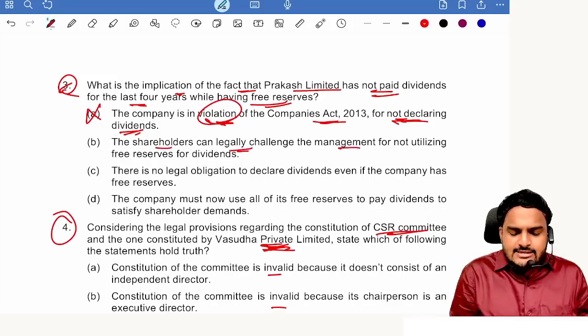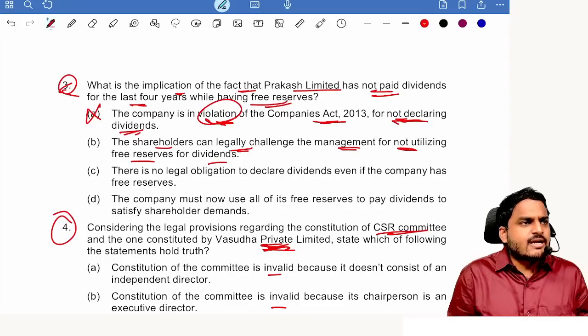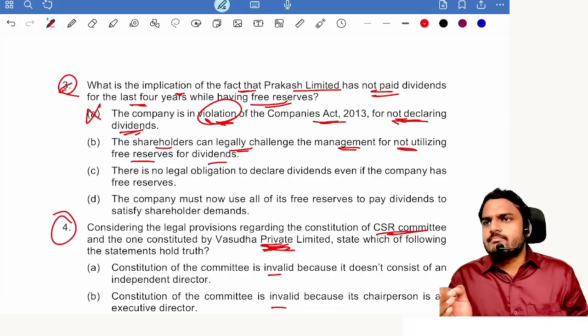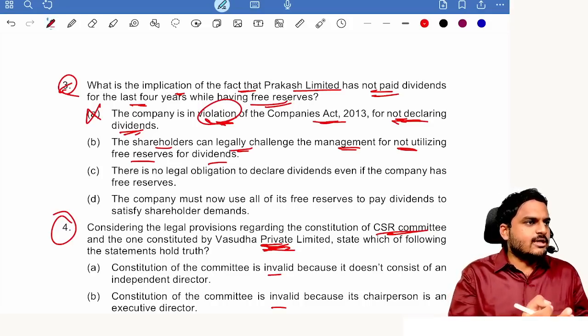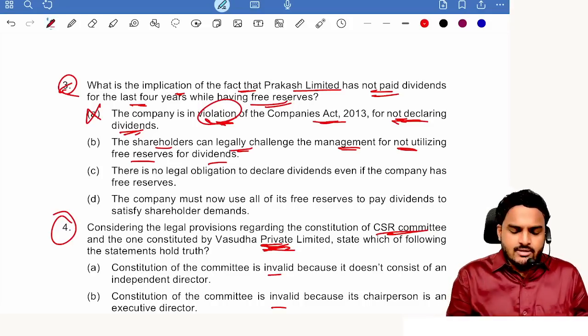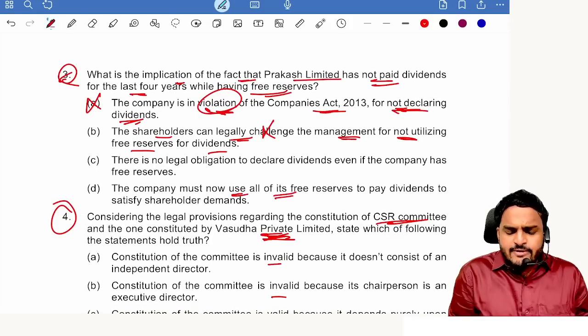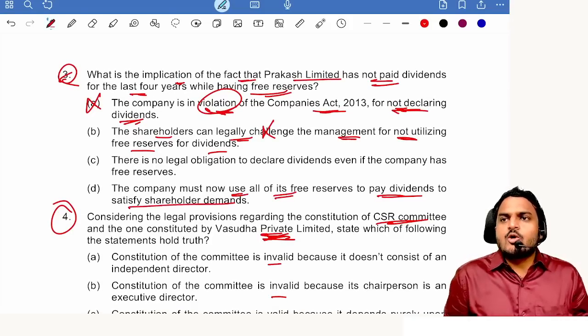Shareholders can legally challenge the management for not utilizing free reserves for dividends. Whatever rate is recommended by the board can be approved by members. They cannot increase the rate of dividend. That means this is also a wrong option.